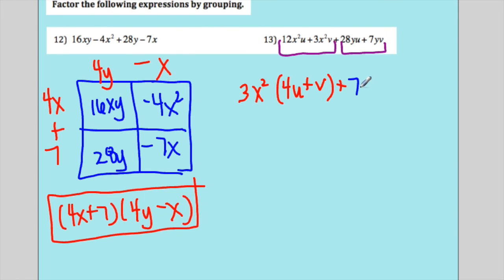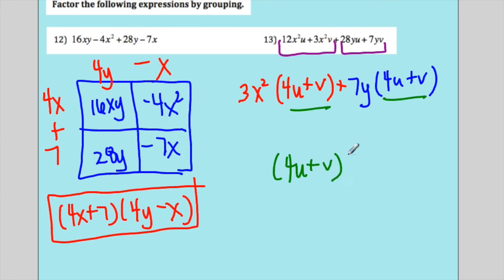And I say 28 and 7 are both divisible by 7. They both have a y, and then one has a u, one has a v. Okay, so I'm taking out a 7y. 7 times what gives you 28? 4. U is left on the inside, and then I would have v. Once again, in parentheses, should be exactly the same, and it is. So I have 4u plus v, and my other factor is what is left over. So it's 3x squared plus 7y.